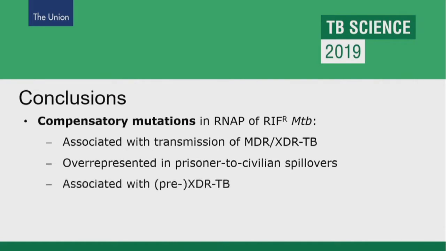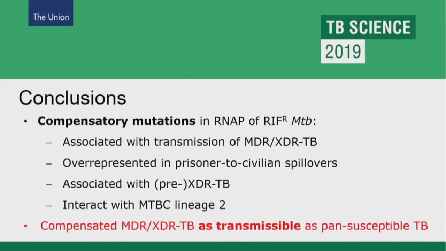These compensable mutations are associated with increased resistance, pre-XDR and beyond. We have this interaction between lineage 2 and compensable mutations, so that's, I guess, the perfect storm, if you will, or the superbug is a lineage 2 strain which is highly resistant and has a compensable mutation. It's not just any lineage 2, which I didn't refer to. If you look carefully at the tree, you see there's actually very little diversity in the lineage 2 tree compared to lineage 4. So there's clearly a sub-clone or variant of lineage 2, which somehow was created in that part of the world, which seems to be extremely successful. And as a result, essentially compensated MDR, XDR TB at least can be as transmissible as pan-susceptible TB.